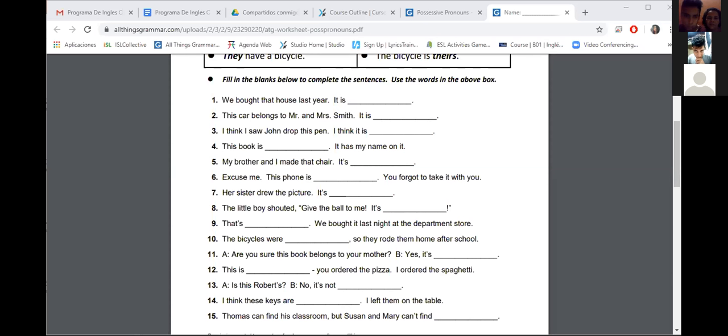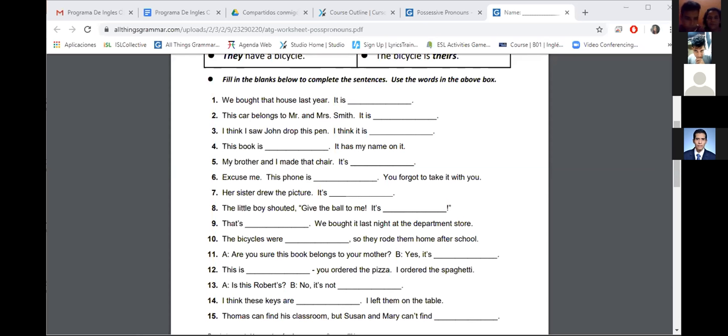All right. Manuel Antonio, can you do the next one, please? Number 9. That's ours. We bought it last night at the department store. Very good. Oscar, can you do number 10?